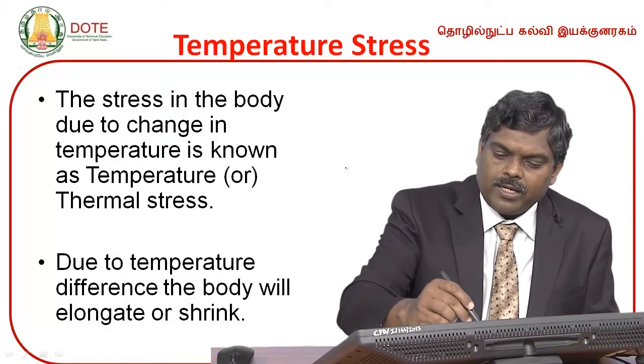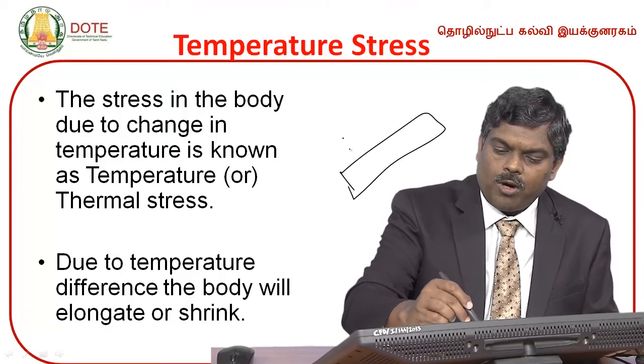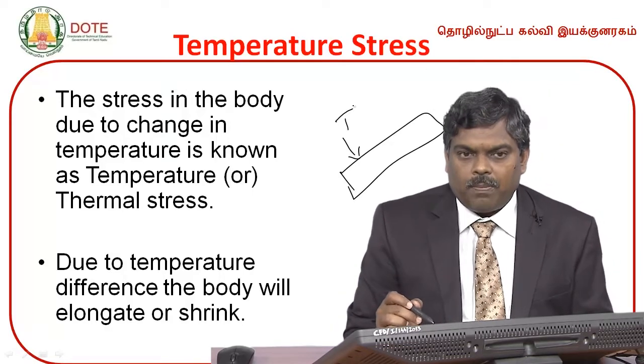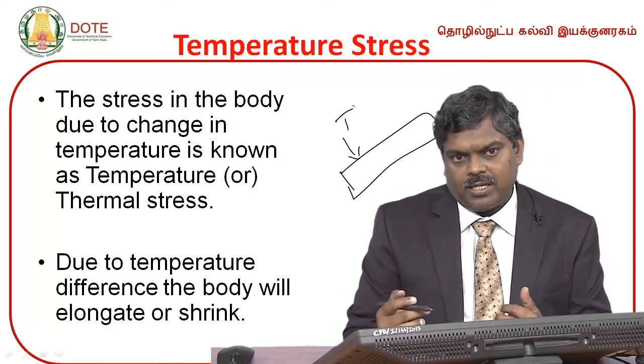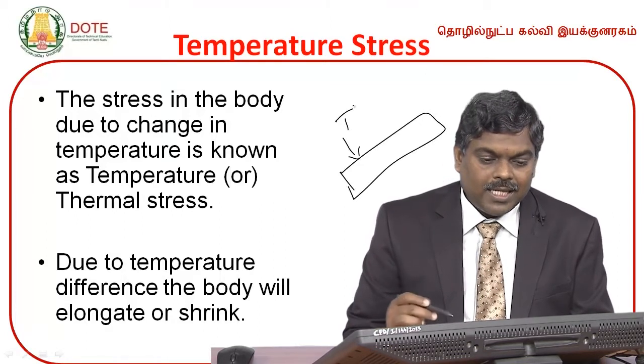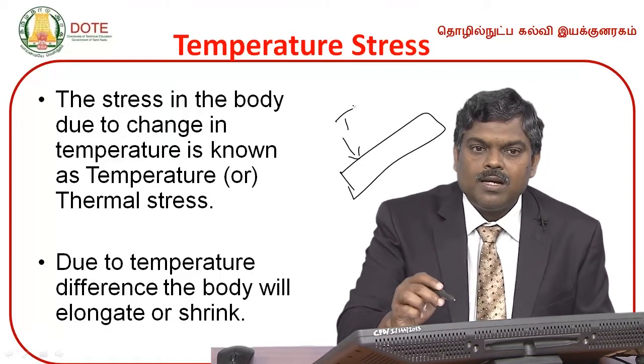There is an object, okay? In this object, we are going to apply some amount of heat energy. Because of the applied heat energy there will be an elongation. Then the stress induced in the object is called temperature stress or thermal stress.